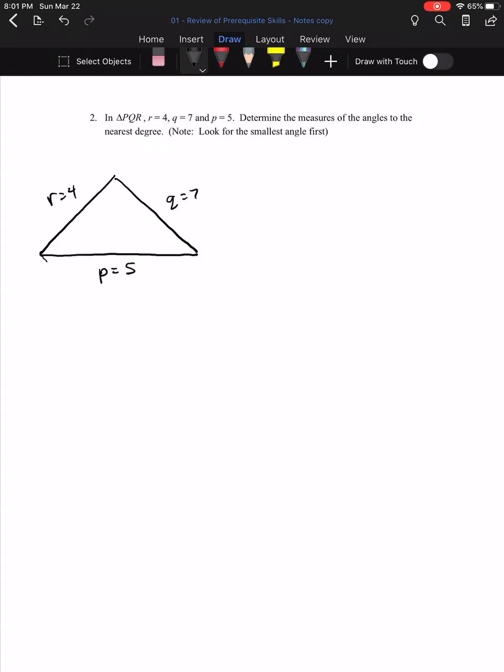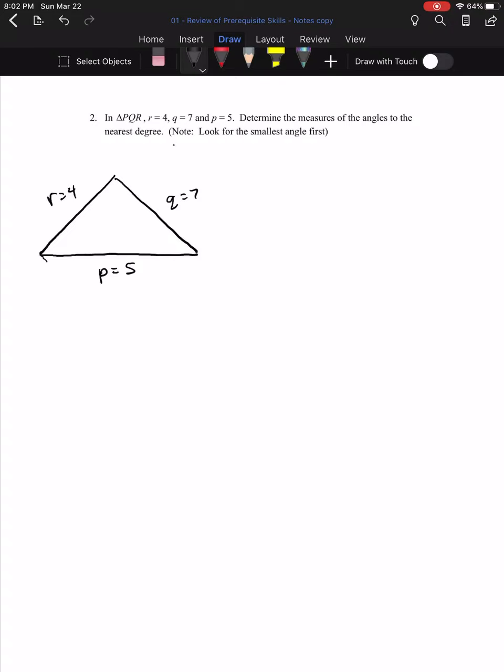Well, I don't know it's a right angle triangle, so I can't use SOH CAH TOA. Pythagorean theorem obviously is no help here. I've got all the sides. So I'm left with sine law and cosine law. Sine law needs an angle. I don't have any angles. So I'm left with cosine law. So what I'm going to do here is write down cosine law.